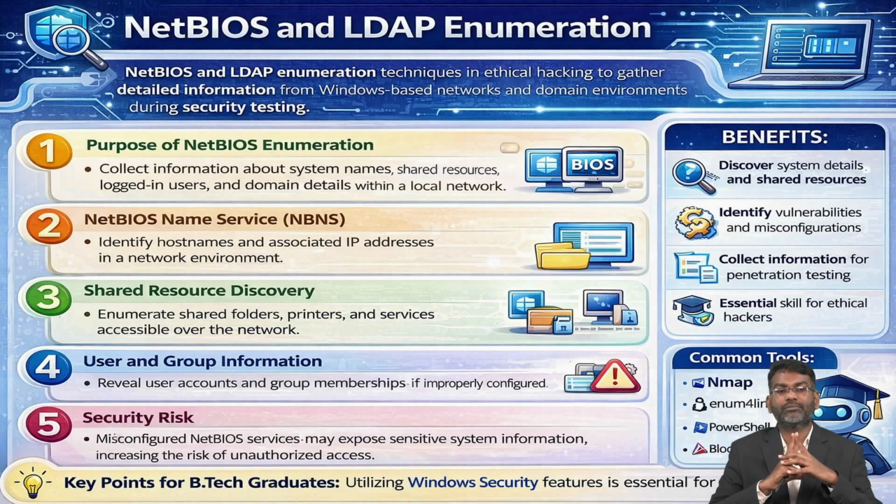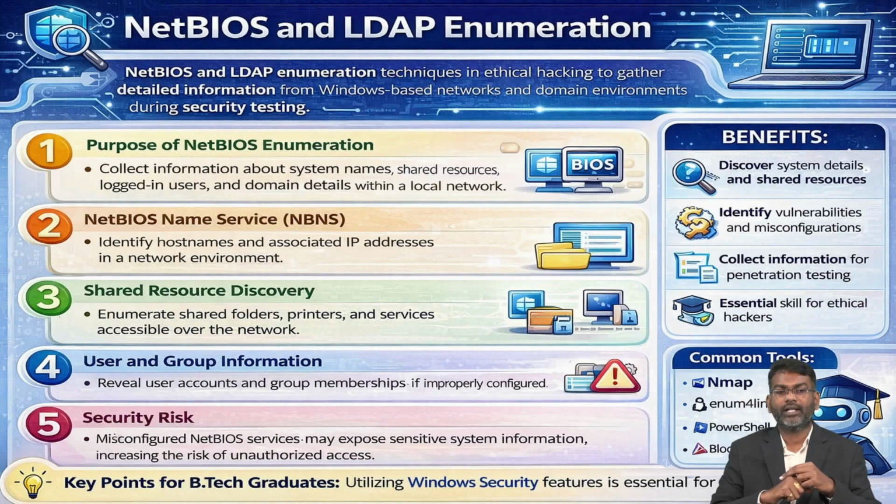NetBIOS enumeration is mainly used to collect the required information about system names, the different types of shared resources, whether my system has been shared in my network or not, what different shared privileges have been given, who the users are that are logged in, and the domain details within the network. Everything will be collected.